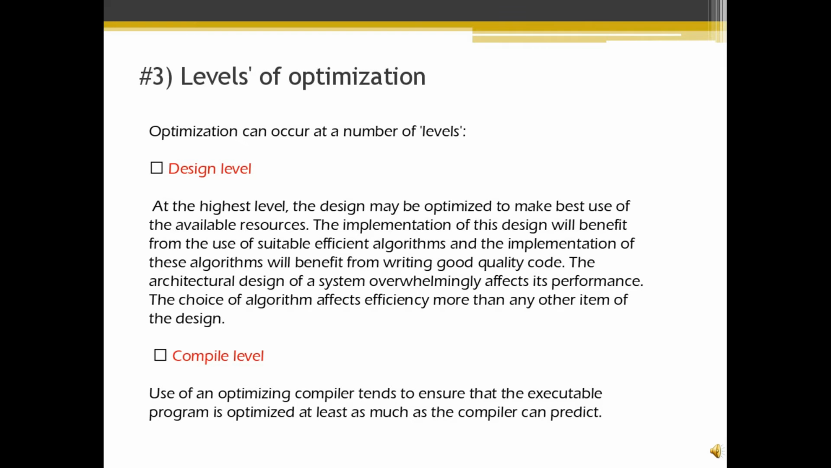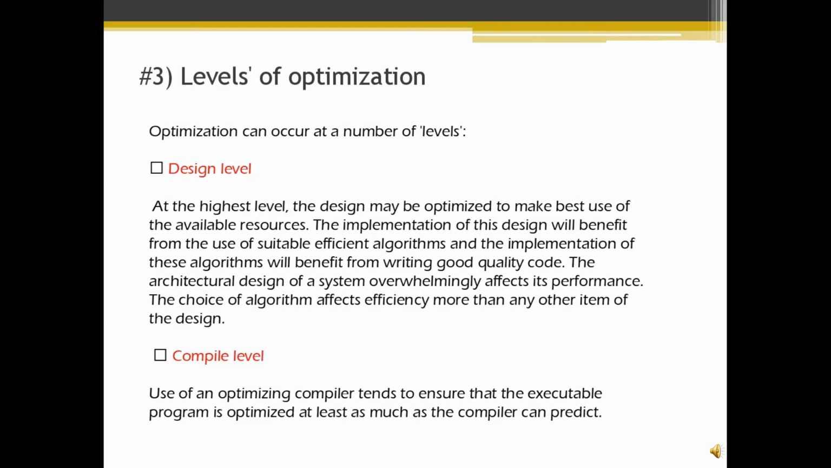Levels of optimization. Optimization can occur at a number of levels. Design level. At the highest level, the design may be optimized to make best use of the available resources. The implementation of this design will benefit from the use of suitable efficient algorithms, and the implementation of these algorithms will benefit from writing good quality code. The architectural design of a system overwhelmingly affects its performance. The choice of algorithm affects efficiency more than any other item of the design.